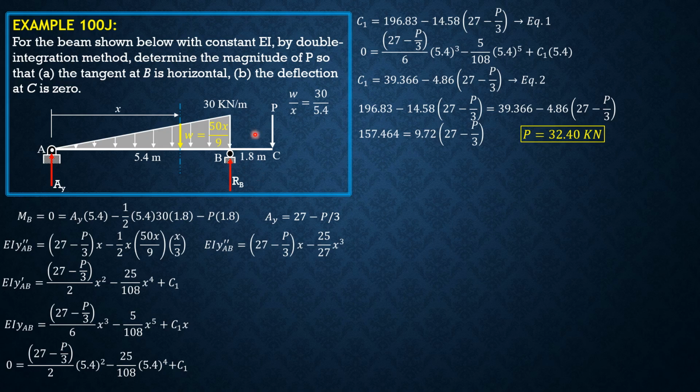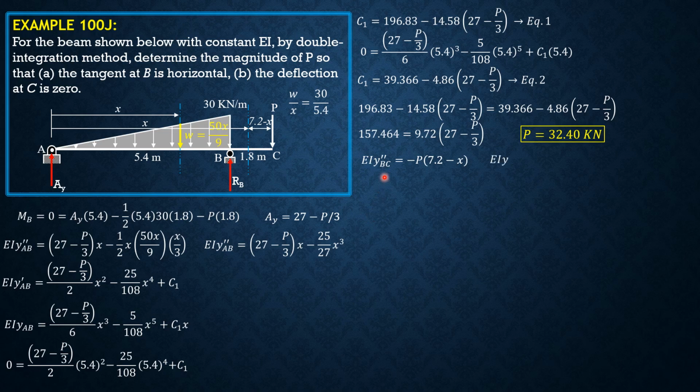the differential equation of the elastic curve for portion BC, not by extending it, not by considering one section only, but rather we have to establish EI y double prime BC. So if this is x from the origin, then this distance is 5.4 plus 1.8, 7.2 minus x. Since if you consider from the right, counterclockwise moment is positive, so clockwise is negative. So therefore EI y double prime BC is negative P times quantity 7.2 minus x.